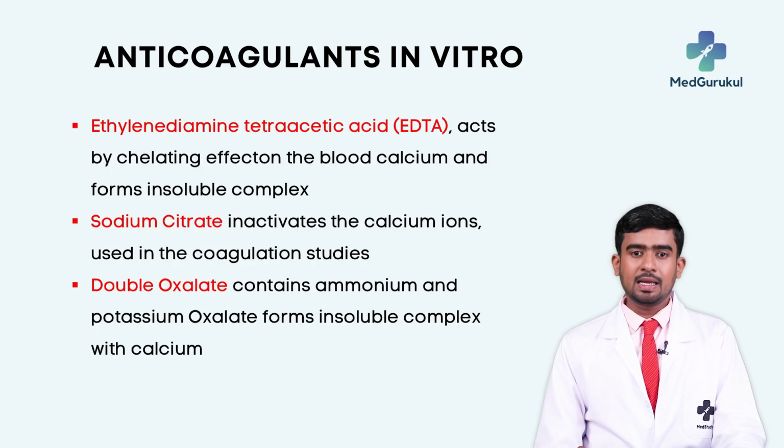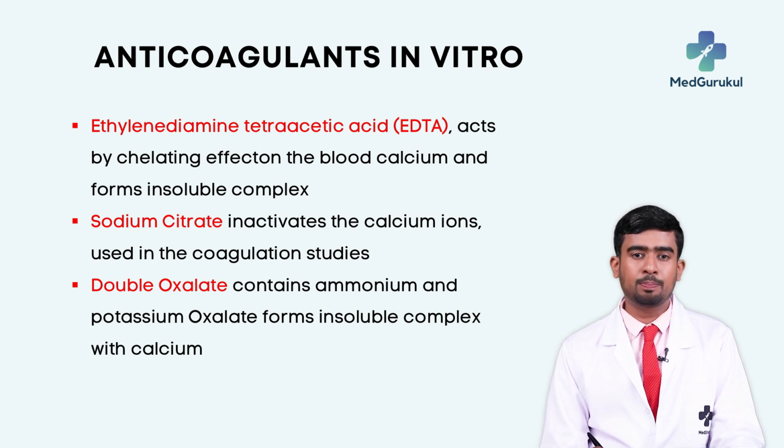Now we will see about the anticoagulants which are used in vitro. We have already seen about the anticoagulants which are present in vivo. Now we will be seeing the anticoagulants which are used in vitro. In vitro, it can be used for two purposes. One is for laboratory purposes for collection of blood, and the second is for therapeutic purpose to prevent as well as to treat various thromboembolic disorders.